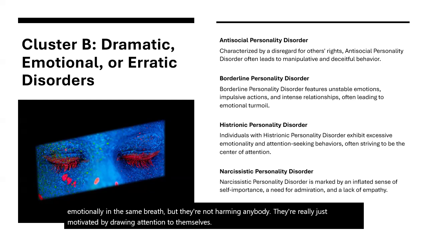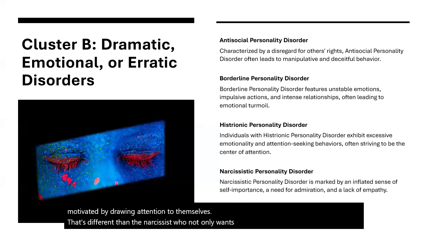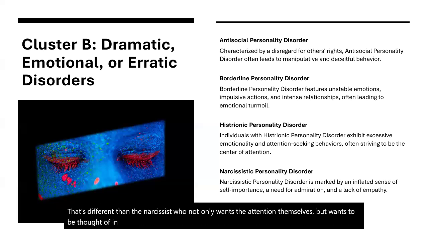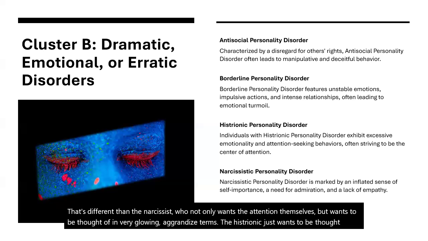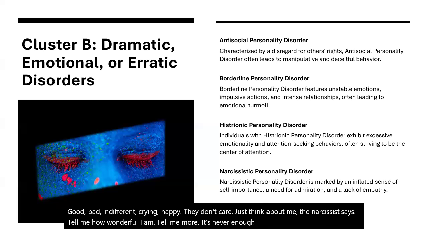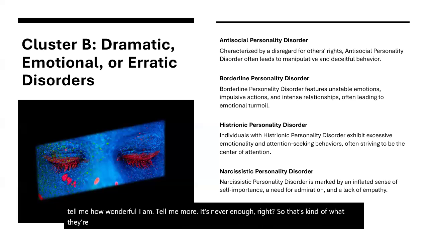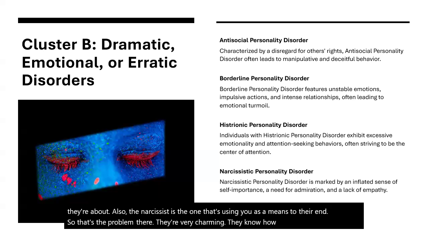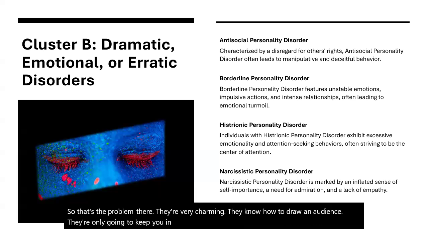That's different than the narcissist, who not only wants the attention to himself, but wants to be thought of in very glowing, aggrandized terms. The histrionic just wants to be thought of. Good, bad, indifferent, crying, happy, they don't care. Just think about me. The narcissist says, tell me how wonderful I am. Tell me more. It's never enough, right? So that's kind of what they're about. Also, the narcissist is the one that's using you as a means to their end. So that's the problem there. They're very charming. They know how to draw an audience. They're only going to keep you in their orbit so long as you're providing supply.